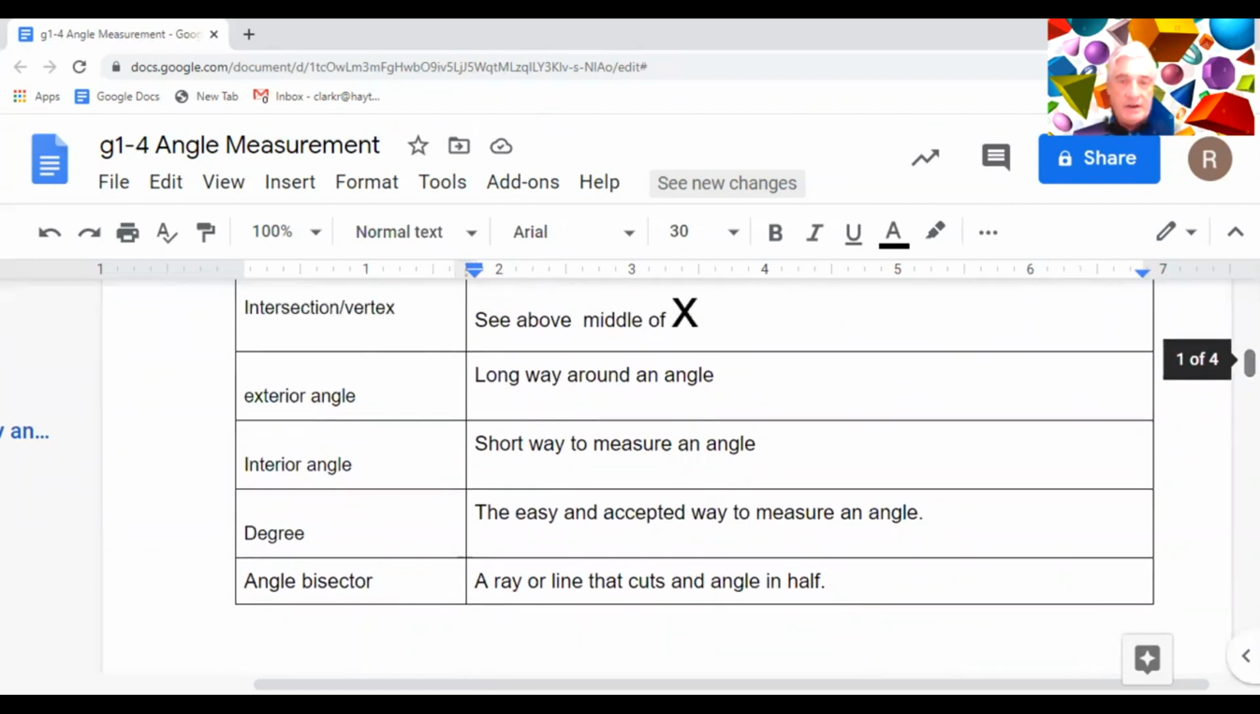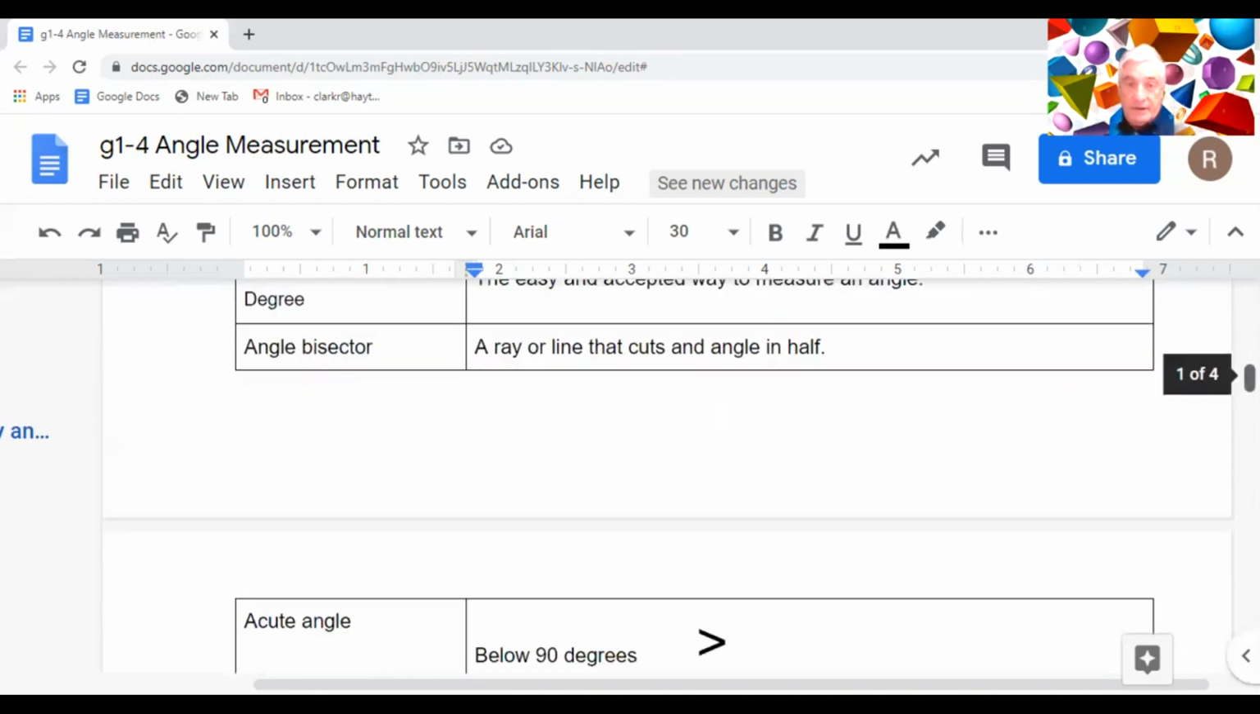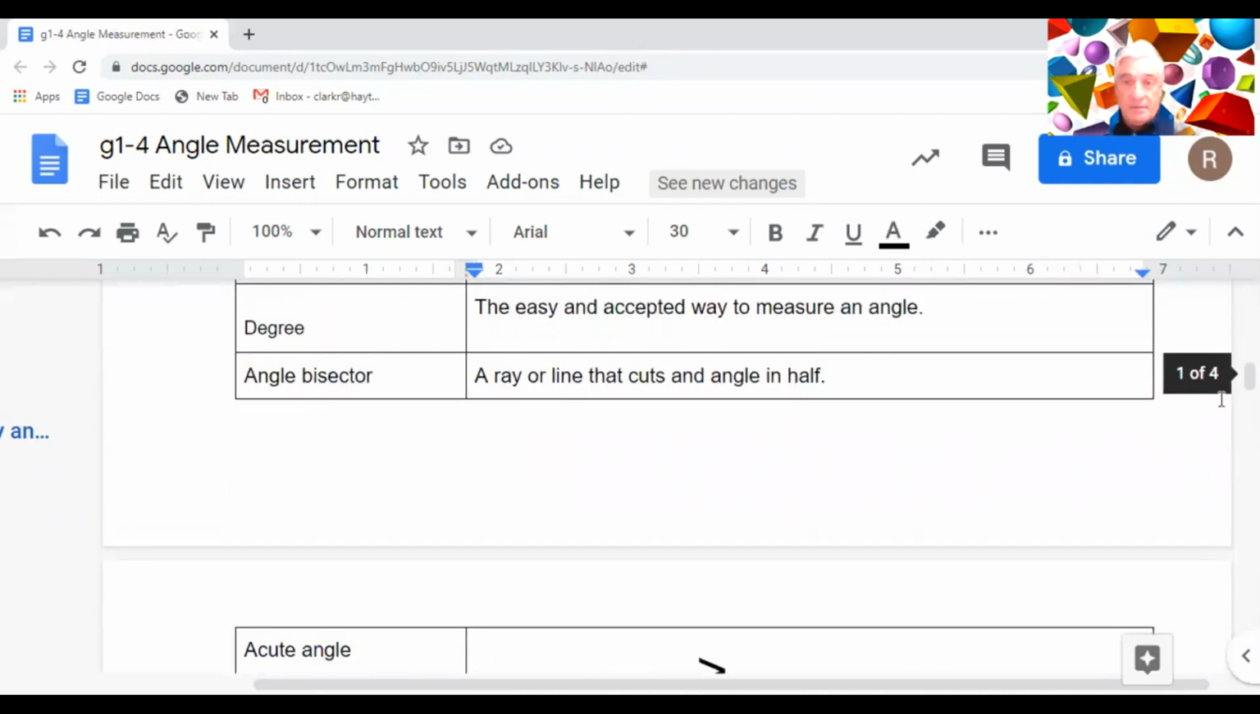The exterior angle is the long way around an angle. The interior is the short way to measure an angle. If it's a 90-degree angle, the short way and the long way would be the same. Degree is the easy and accepted way to measure an angle. There is something called radians. We may not talk about that in geometry. We may wait until you get to trigonometry.